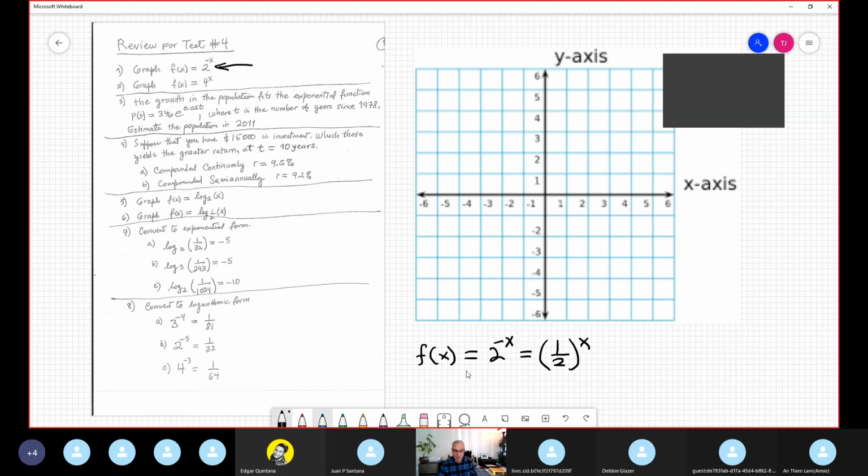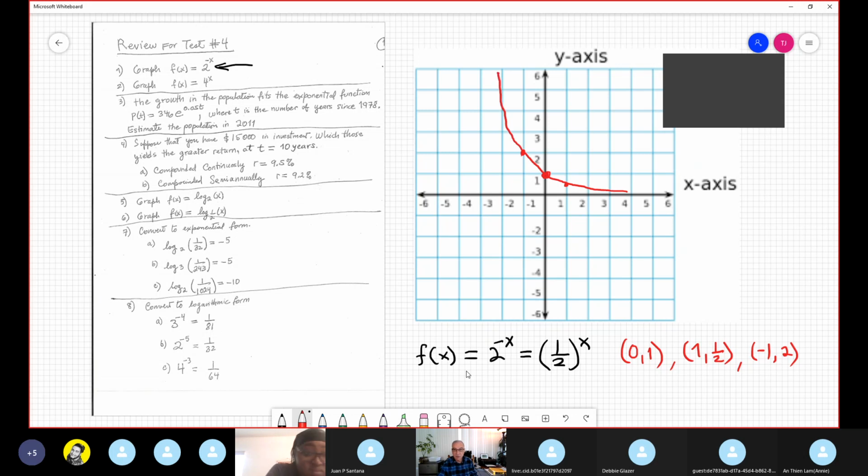So you plot the famous 3 points. The universal point is 0, 1. I plot that. The other point is 1, the base, which is 1/2. And -1, the reciprocal of the base, is 2. So -1, 2 here. 3 points is enough. If you want more, you can, but it's okay. And we connect these points by the curve approximately. You know the shape of this curve.